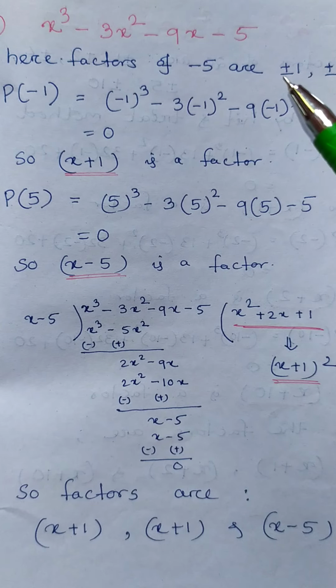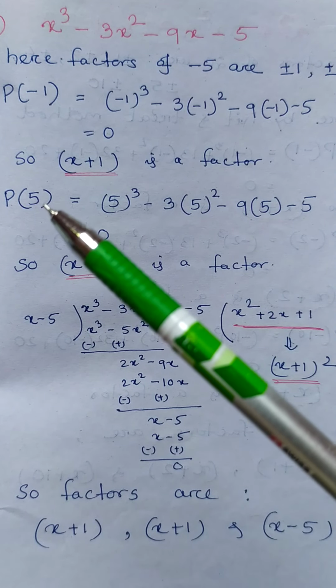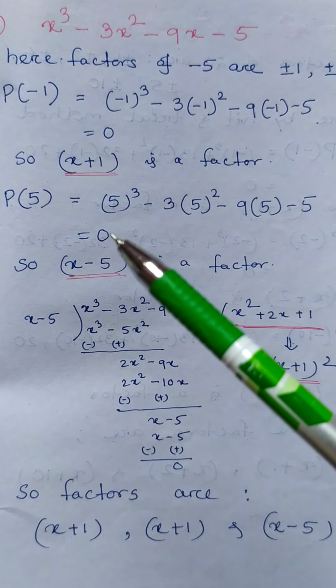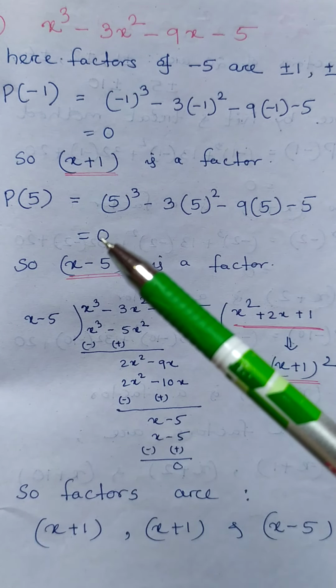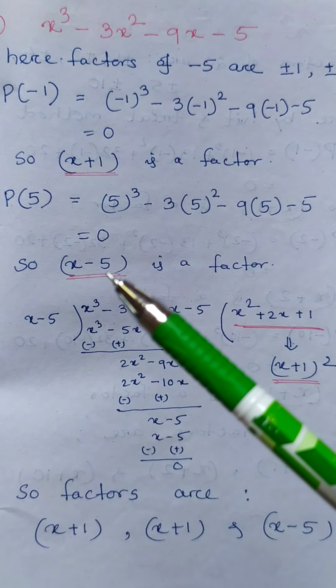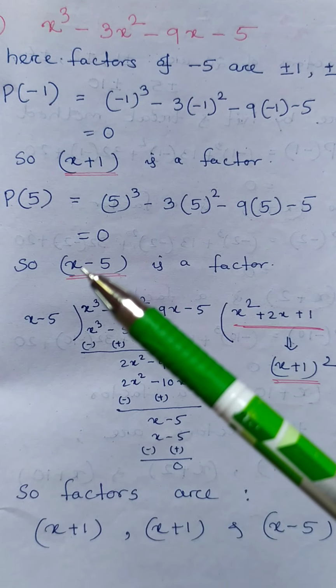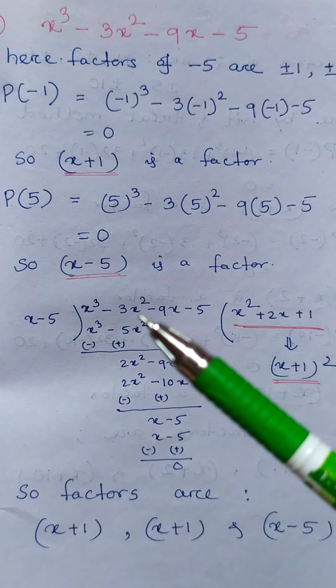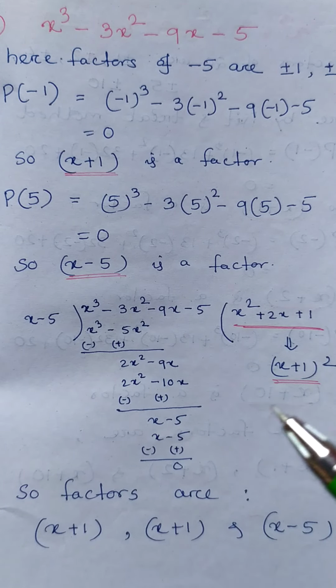Next checking for plus 1, it is not giving us a 0. So neglect that one. Coming to plus or minus 5, first I have gone for plus 5, it is giving a 0. So x minus 5 becomes a factor. Now x plus 1 is a factor, x minus 5 is a factor. So I will divide the total given polynomial with x minus 5. It is my dividend, this is my divisor. So by doing the long division process, I got x square plus 2x plus 1 as my quotient.